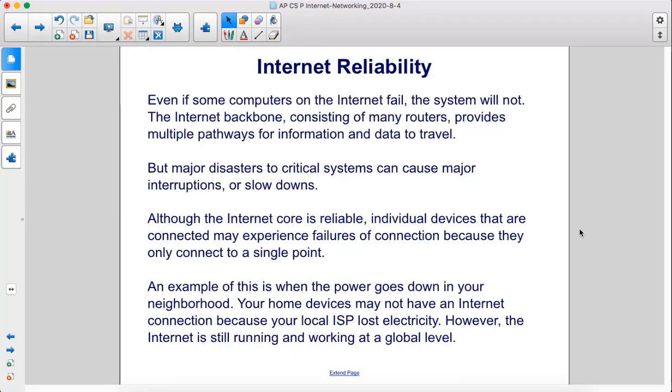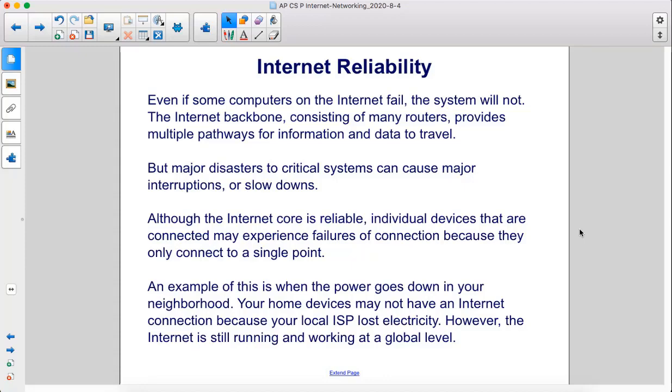Even if some computers on the internet fail, the system will not. The internet backbone, consisting of many routers, provides multiple pathways for information and data to travel. But major disasters to critical systems can cause major interruptions or slowdowns.